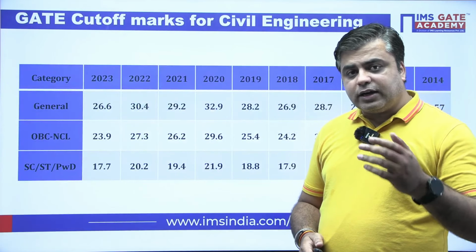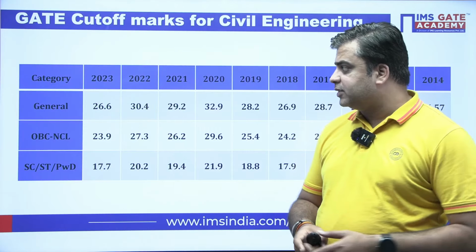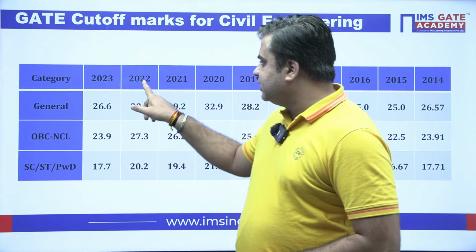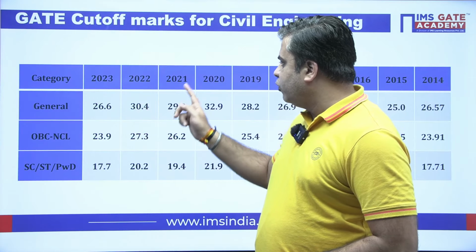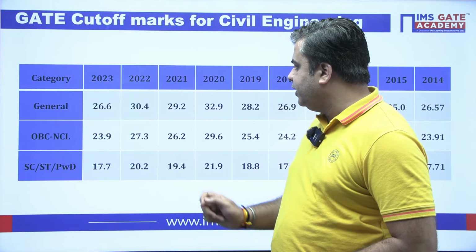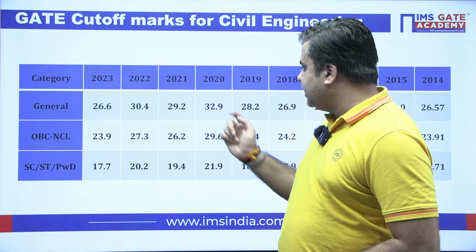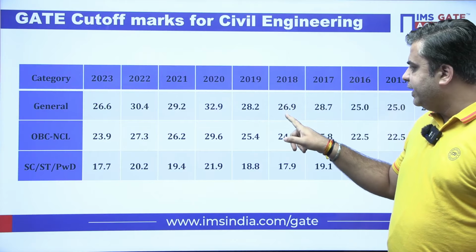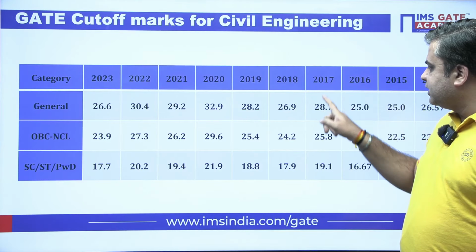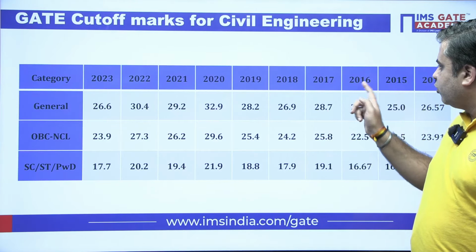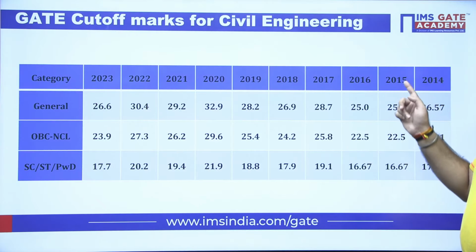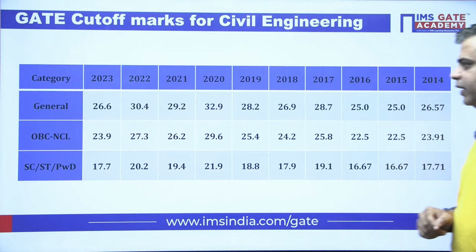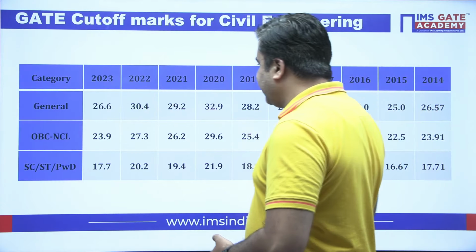Talking about the cutoff that we have seen over the years. For the general category, last year it was 26.6, in 22 it was 30.4, for year 21 it was 29.2. For 2020 it was 32.9, for 2019 it was 28.2, for 2018 it was 26.9, for 2017 it was 28.7, for 2016 it was 25, for 2015 it was 25 marks again, and for 2014 it was 26.57 marks. So this is the general category cutoff.